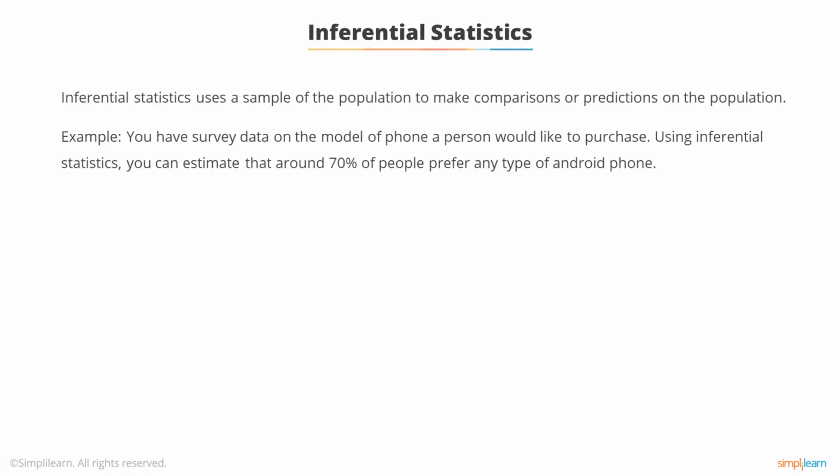Now, inferential statistics use a sample of the population to make comparisons or predictions about the population. For example, if you have survey data on the model of phone a person would like to purchase, then using inferential statistics, you can estimate that around 70% of people prefer any type of Android phone.